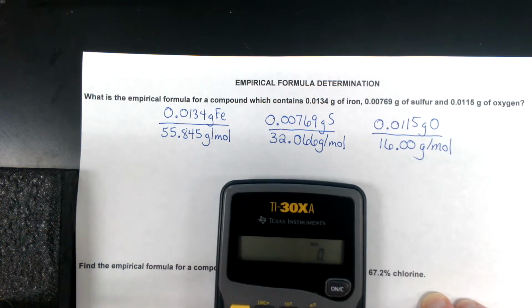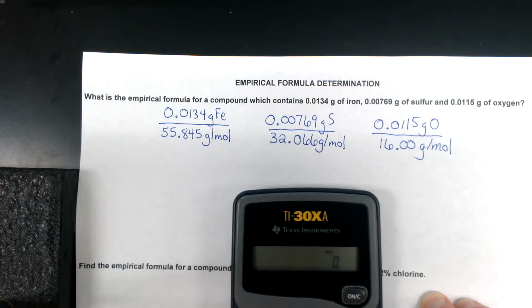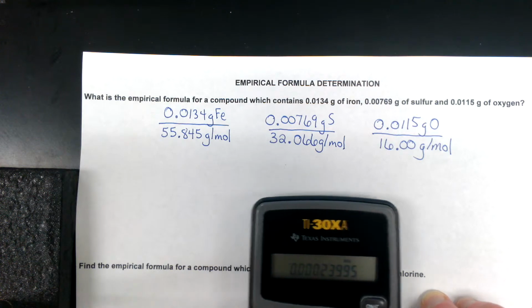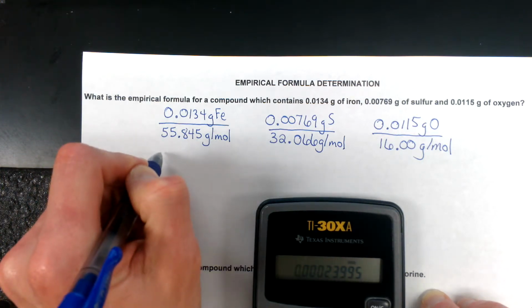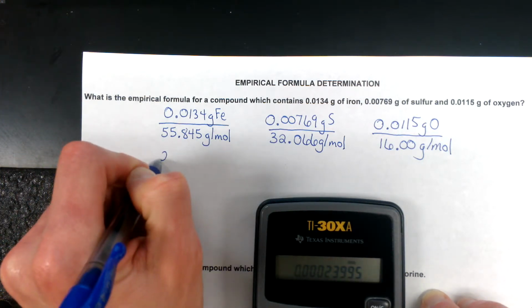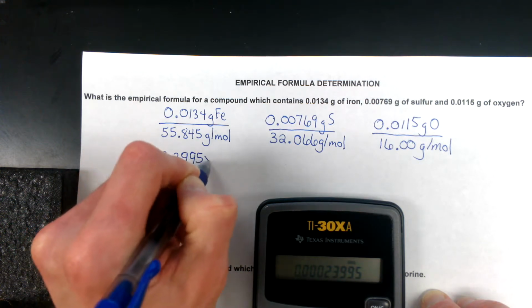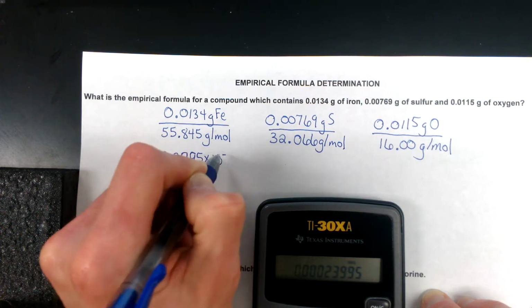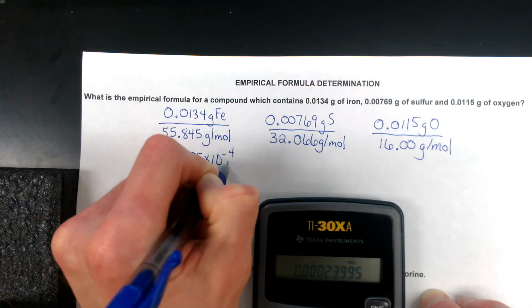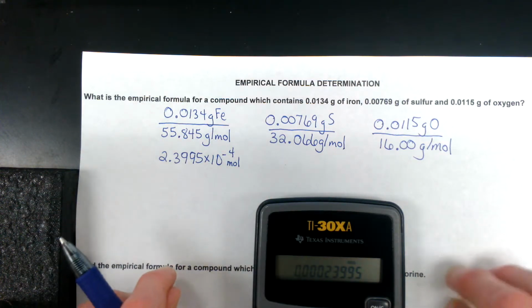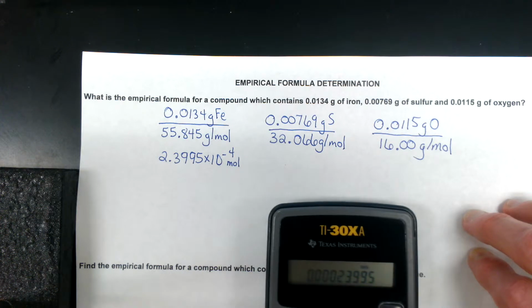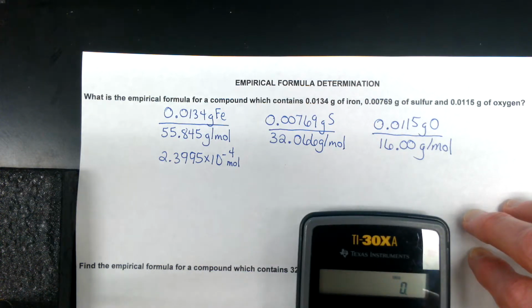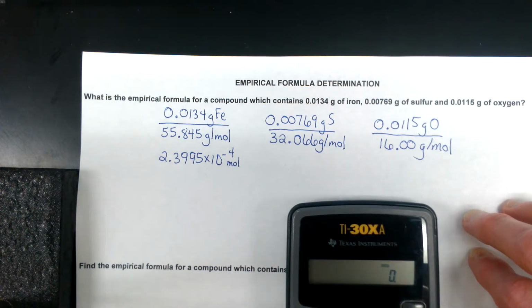So we determine the moles of each element in our formula, because remember, formulas, those subscripts are mole ratios, not gram ratios. So for iron, we have 2.3995 times 10 to the negative fourth moles. Now, I'm not worried about sig figs at this moment. I'm taking extra digits so that I can clearly see the ratio involved.